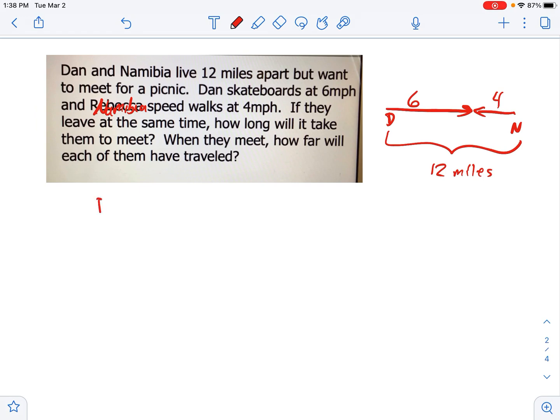Whereas before I had the distance of the first person equal the distance of the second person, that is not what I want. Right now I want the distance that Dan goes plus the distance that Namibia travels, and I want that to equal 12 miles. So let's set up my rate, time, and distance in my table.